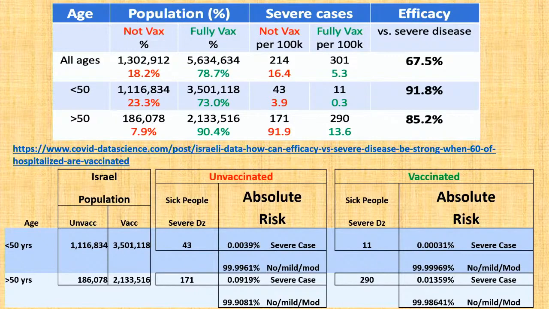When you look at over 50, again, even if you're looking at the severe cases, it's only 0.0919% of those that are over 50 get a severe case, right? And that's not a trivial number, okay? In the vaccinated, again, you get about almost a tenfold, it's a ninefold reduction. So these numbers are important, but the absolute numbers are important too.